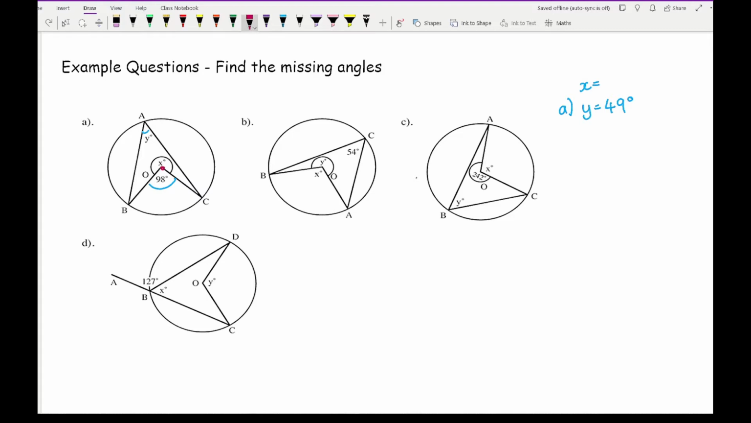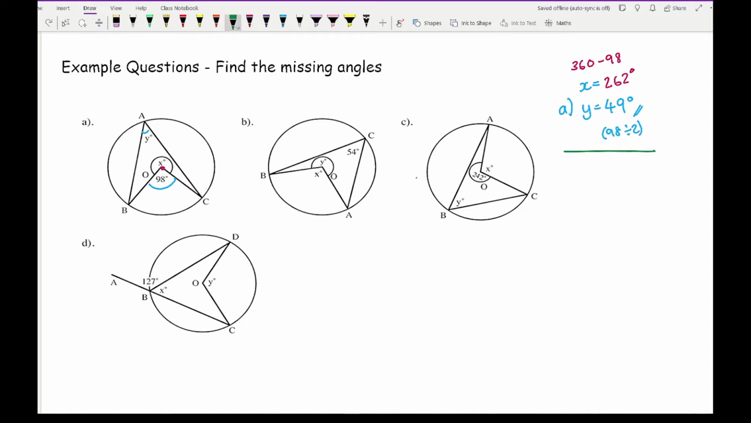So to work this one out, if I want to show some working out, that would be 98 divided by 2. And to work out x, what I need to do is 360 minus 98, which is going to give me 262 degrees. Then for b, let's just put a line through that.